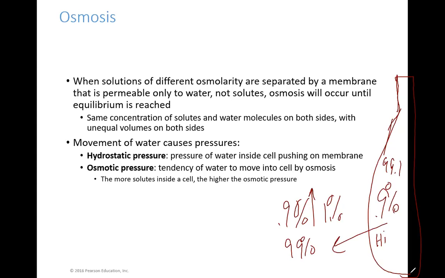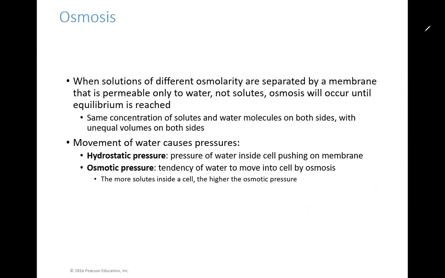If the interstitial fluid becomes too salty, the cells give up water. If the interstitial fluid becomes too dilute, water goes into the cells and bad things happen either way. If we have water going into the cells, they will rupture. If we have water leaving the cells, they're going to shrink.